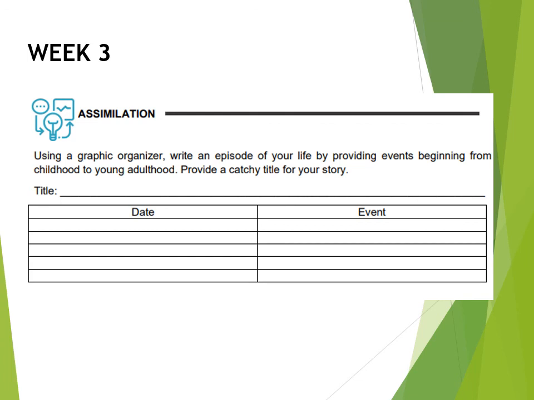Okay, you can find it on the learner's packet. What will you do here? You will just write about important events in your childhood until adulthood. Should be in the correct order. Then provide a catchy title for your story. So you don't have to write a paragraph. You just have to enumerate important events in your life since childhood until now. Just describe the event. That's it.